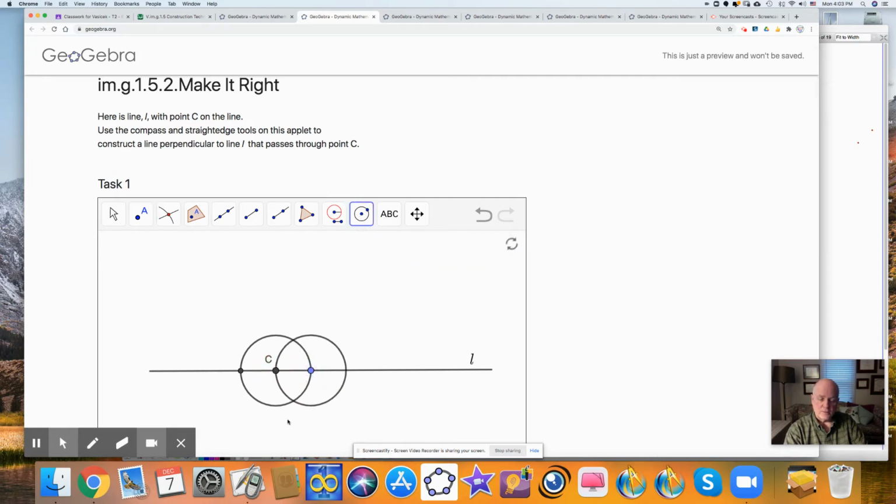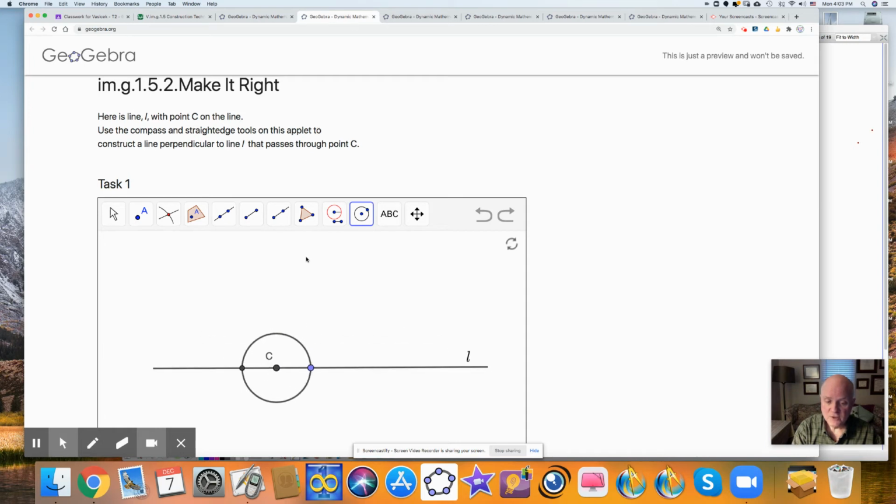When I connect the points here, it's perpendicular to L, but it doesn't go through C. It needs to go through point C. To do that, that means that C will be on the bisector of this segment. And if we make it a perpendicular bisector of this segment, then that line will be perpendicular to L, and it will go through point C.